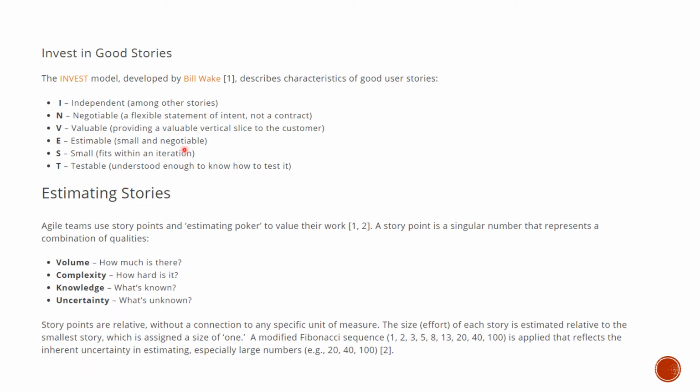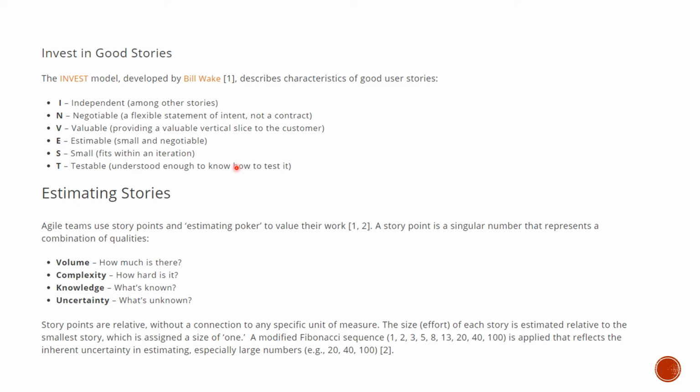Valuable. Providing a valuable vertical slice to the customer. It's very, very important. It should provide a business value. It should be a vertical slice. It should be estimatable. E is for estimatable. It should be small as well as estimatable, negotiable, whatever it is. The team should be able to assign or fit in a story point, from the beginner's series.